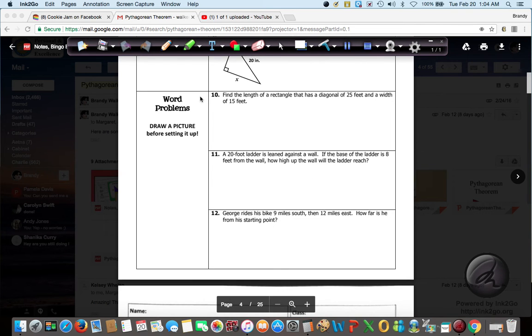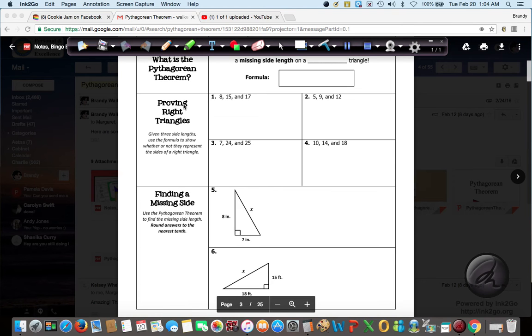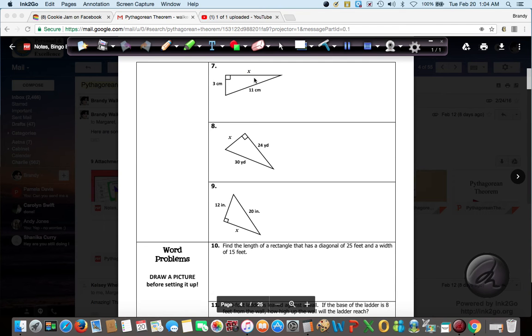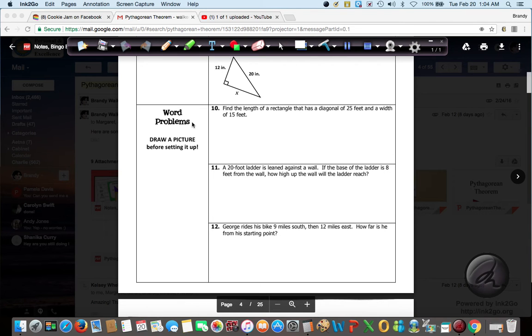All right, finally our last step. This is the third and final way that you could be asked a question where you have to use the Pythagorean theorem. Remember, we have already done the Pythagorean triples, where they give us three numbers and we decide does it work or not. We have found the missing length if it's a hypotenuse or if it's a leg. We found missing side lengths. So now we're going to work with word problems.